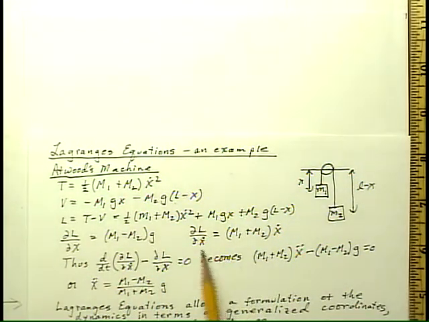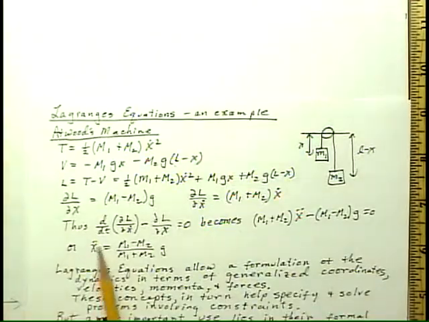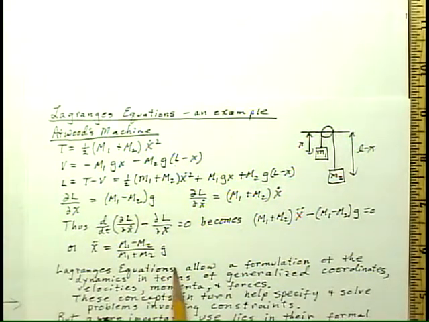And the time derivative of this term here becomes m1 plus m2 times x double dot, minus the partial of L with respect to x, m1 minus m2 times g, is equal to 0. Consequently, we can bring this term to the right side of the equation and divide by m1 plus m2 to get x double dot, the acceleration of the system, is m1 minus m2 divided by m1 plus m2 times the acceleration g.